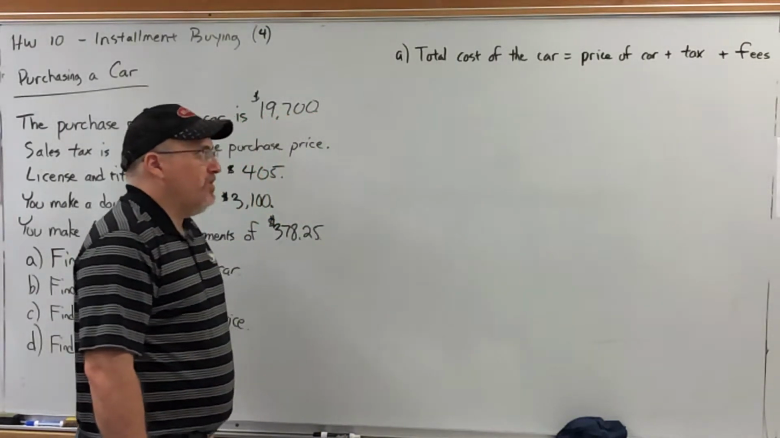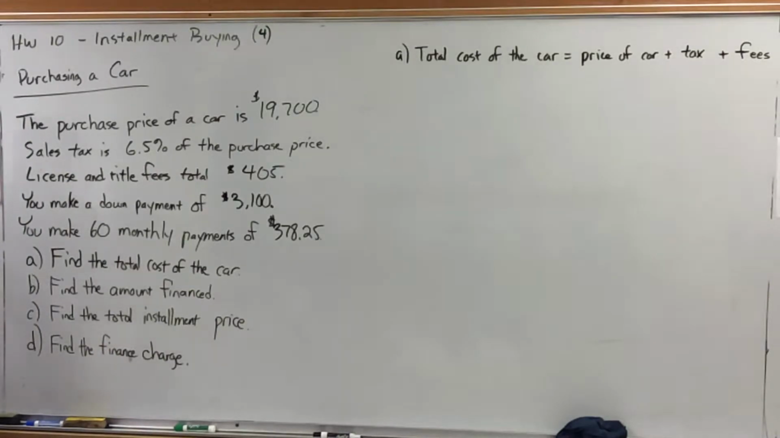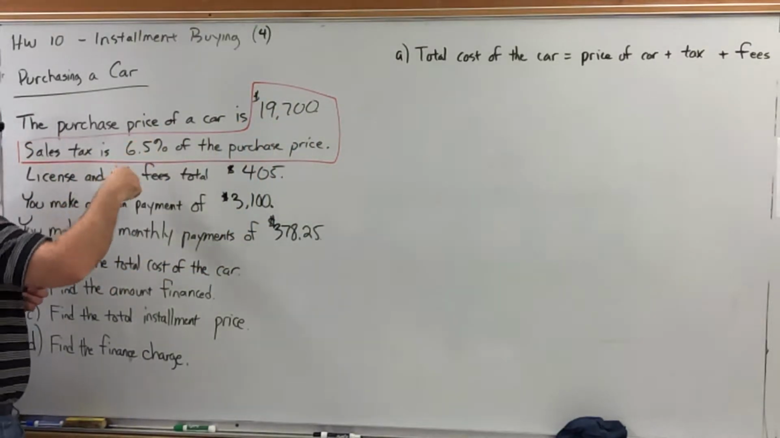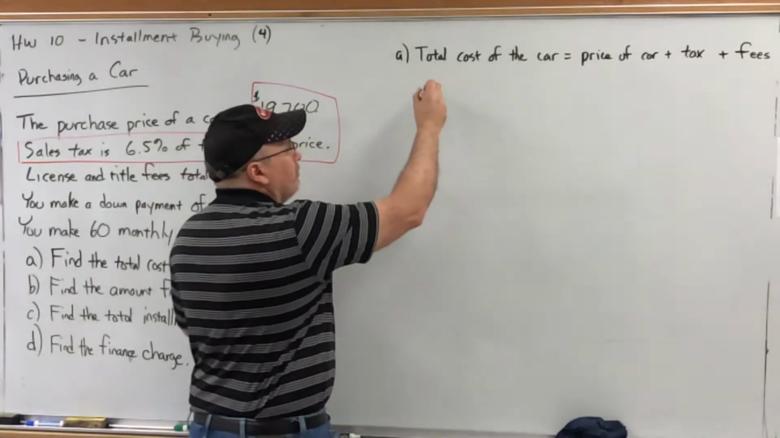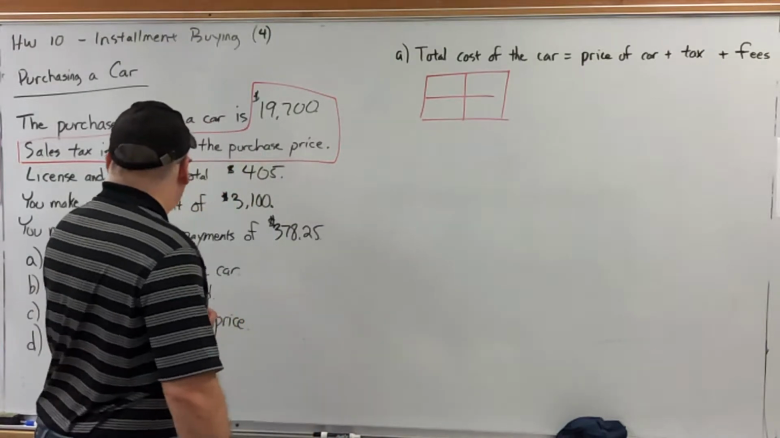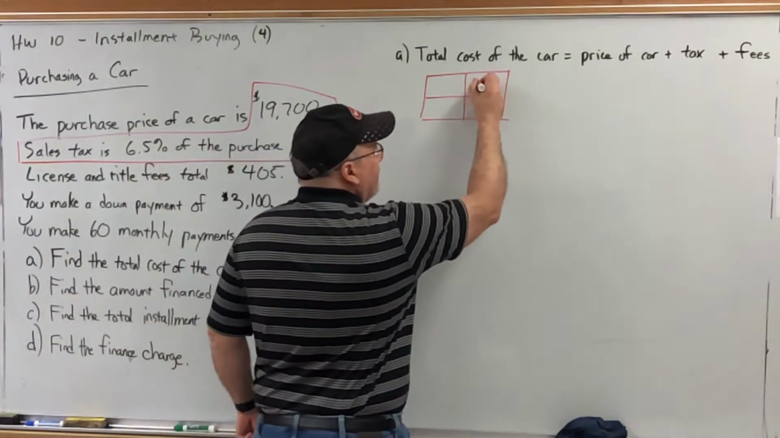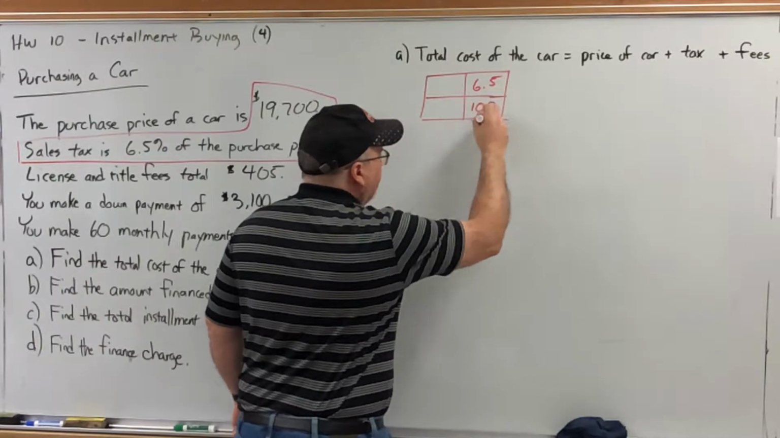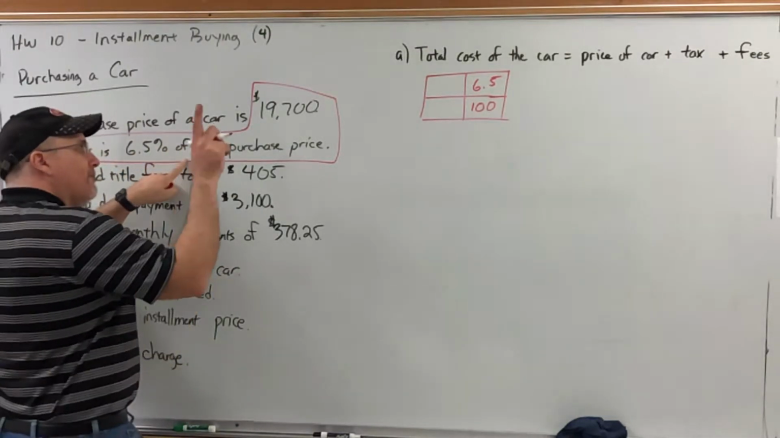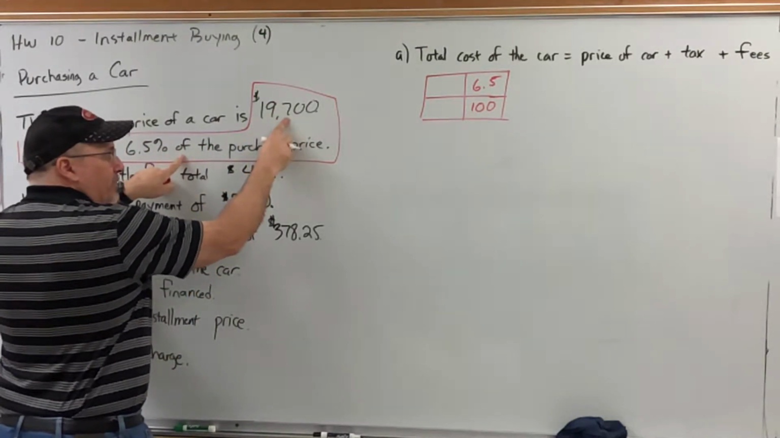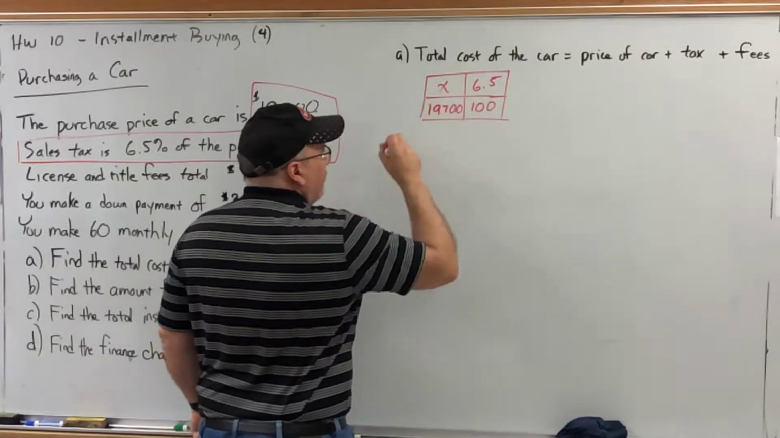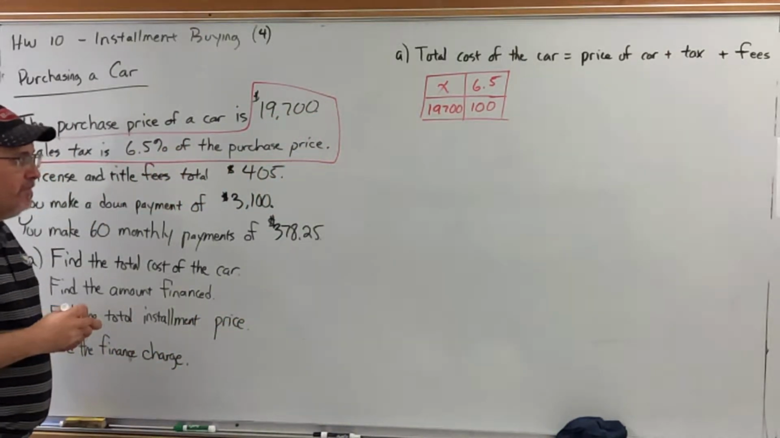Now we know the price of the car and we know the fees, but we don't know the tax yet. We are told that the tax is 6.5% of the purchase price, 6.5% of $19,700. So if you use the box to calculate percent problems, we could set that up. 6.5% is 6.5 out of 100. Sales tax is 6.5% of this. This is our "of" number. 19,700 will go here. We do not know the sales tax, and that's what's going to go there.